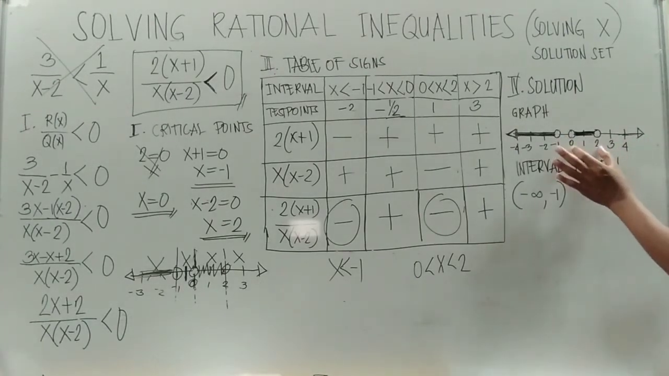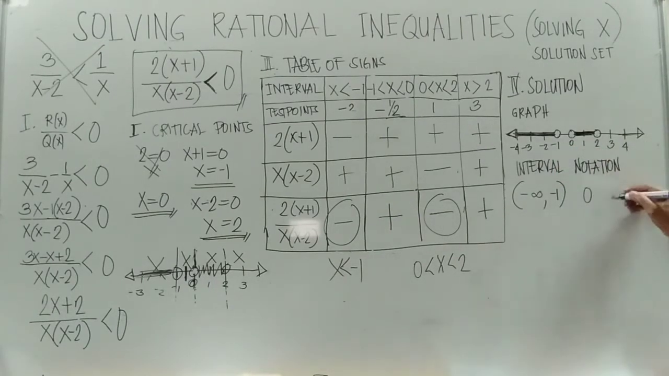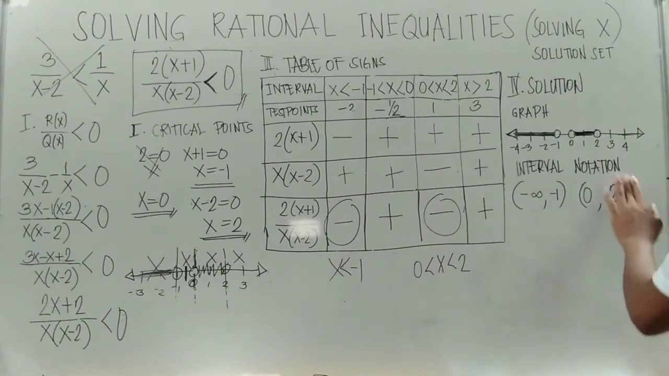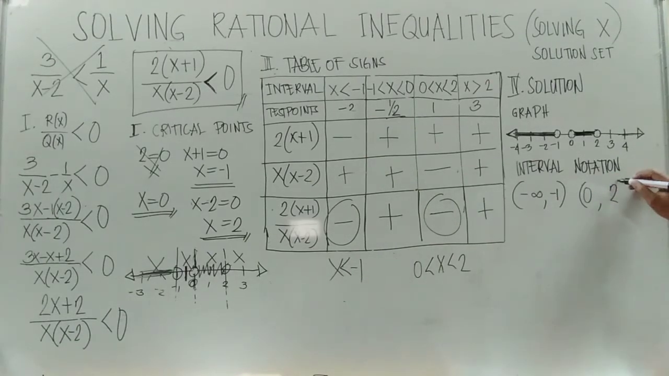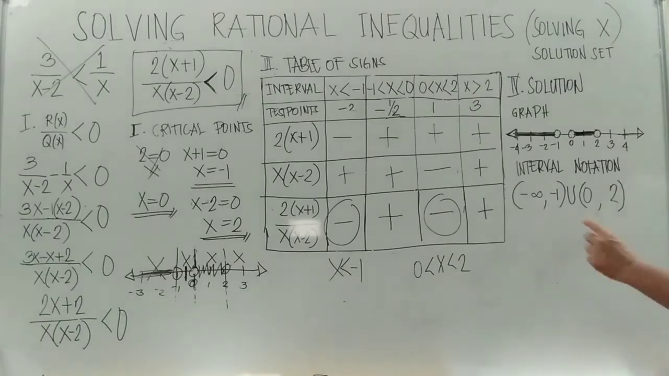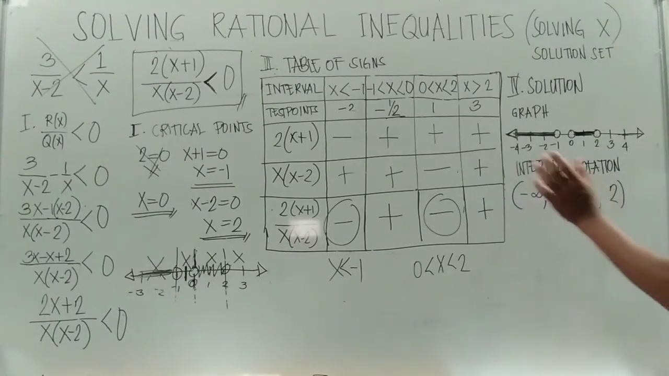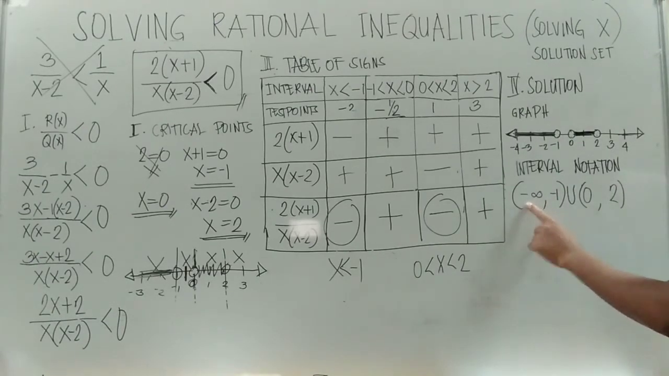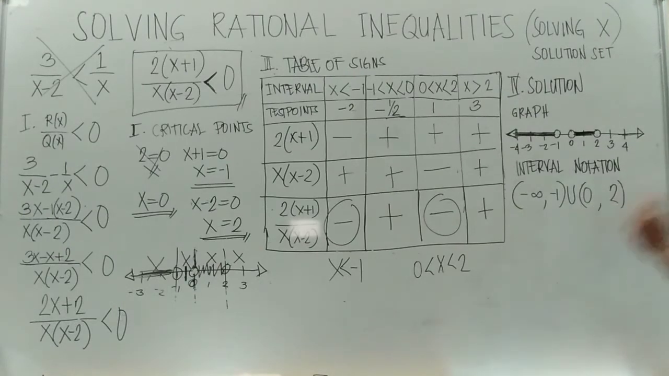Then on the other interval, we have 0 and 2. So we will use again parentheses, because 0 and 2 are not part of your solution set. And put U between them. This U denotes union. So union of two solution sets. Okay? The first solution is from negative 1 until negative infinity, union to 0 until 2.